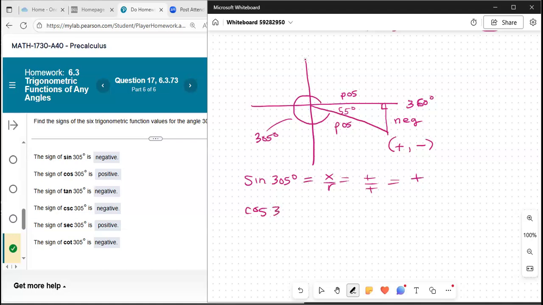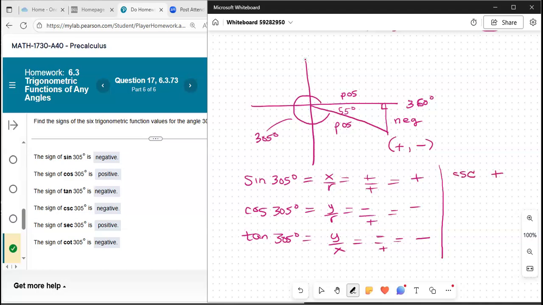The cosine is y over r, which is a negative over a positive, or negative. And then the tangent is y over x, which is negative over positive, which is going to be a negative number. And then for the reciprocal functions, the cosecant will be positive, secant will be negative, and cotan will be negative. They'll just take on the same sign as their reciprocal functions.